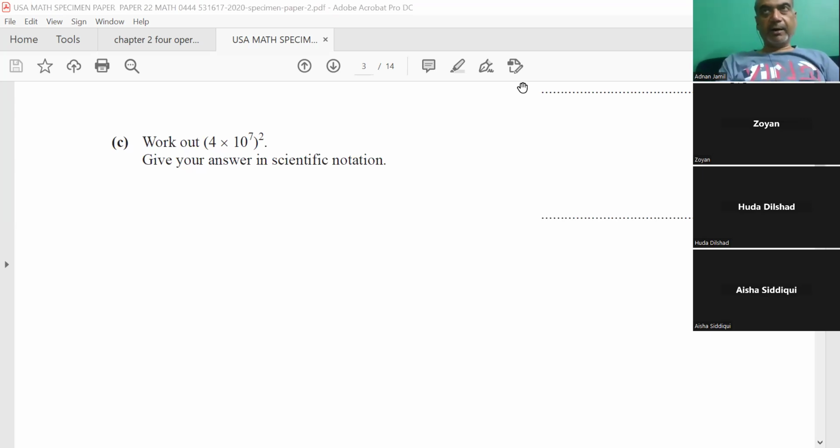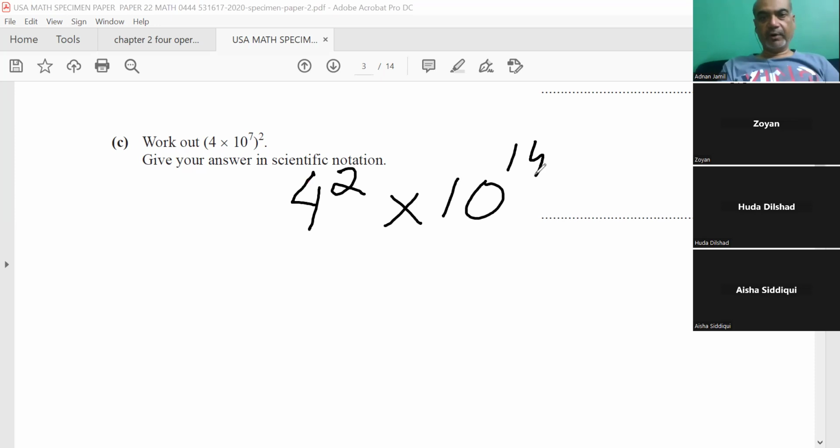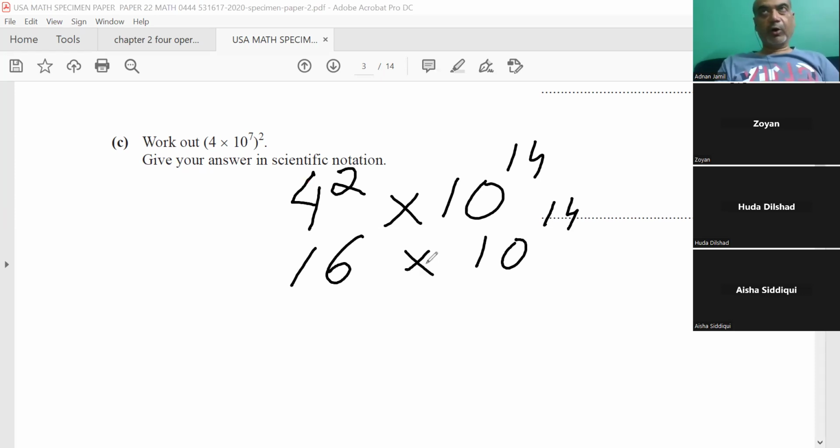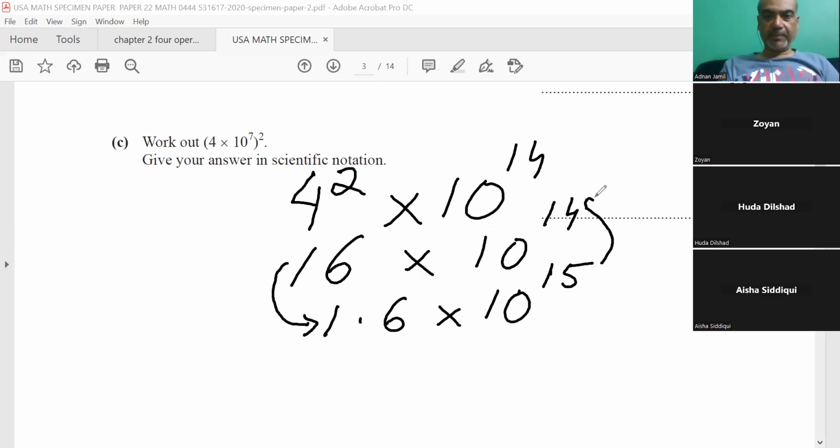All right, let's check. 4 to the power 2, 10 to the power 14. 4 to the power 2. Common mistake, what is it? 4 fours are 8. No, 4 fours are 16 into 10 raised to the power 14. This is not the standard form. It is 1.6 into 10 raised to the power 15. We are decreasing the number, so we have to increase the power. Yeah, so don't make mistakes.